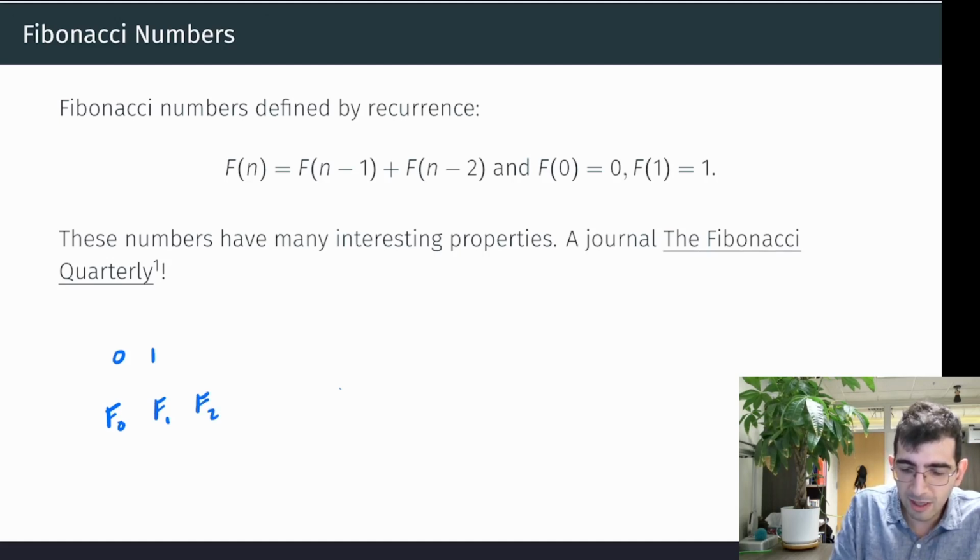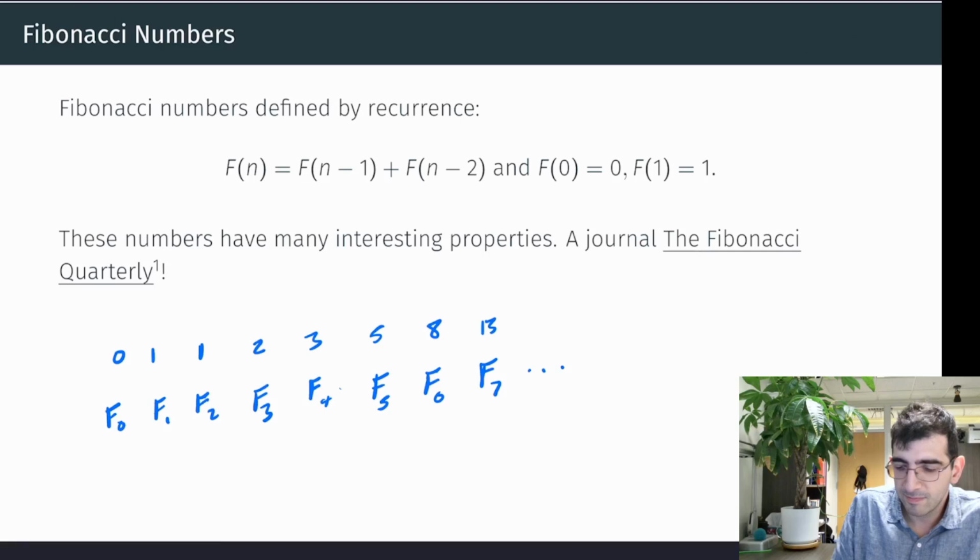for instance, Fib2 would simply be equal to the sum of the previous two Fibonacci numbers. So Fibonacci 2 is equal to 0 plus 1, which is 1. Fibonacci 3 is equal to 1 plus 1, which is 2. Fibonacci 4 is equal to 1 plus 2, which is 3. Fibonacci 5 is equal to 2 plus 3, which is 5. Fibonacci 6 is equal to 3 plus 5, which is 8. Fibonacci 7 is equal to 8 plus 5, which is 13, and so on.